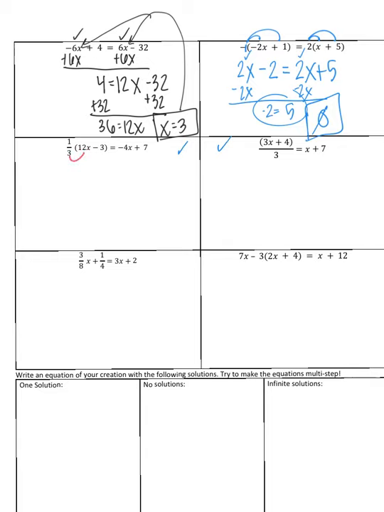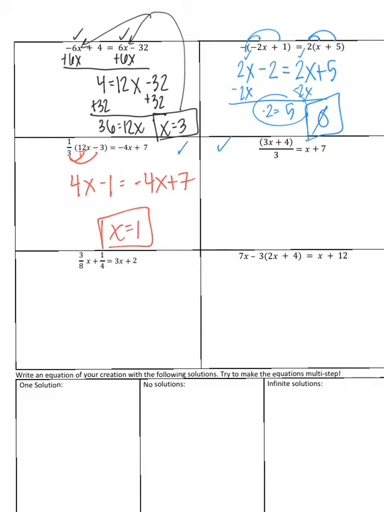In this first one, after distributing the 1/3, a third of 12, or you can stick the 12 over 1 if you need to. 12 over 3 is equal to 4x minus 1 equals negative 4x plus 7. You can solve that equation, and eventually you should have gotten x equals 1.